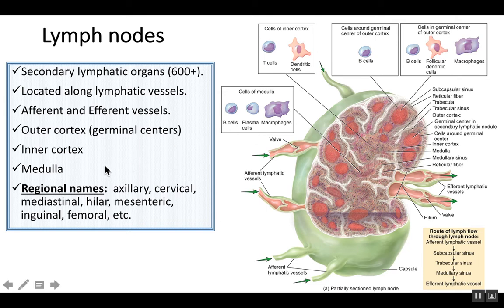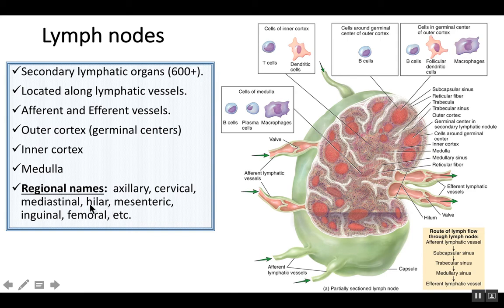Regional names to be familiar with. Axillary are the lymph nodes in your armpit. Cervical are the lymph nodes in your neck. Mediastinal are the ones in your mediastinum, your chest. Hilar has to do with the hilum of a lung.